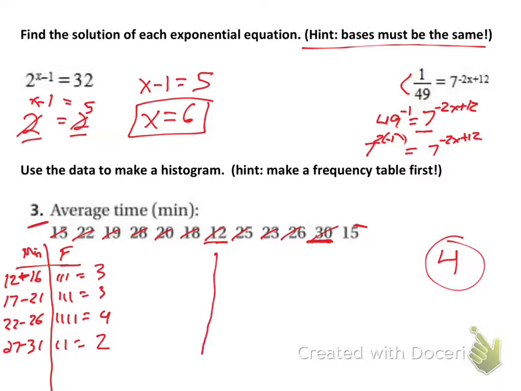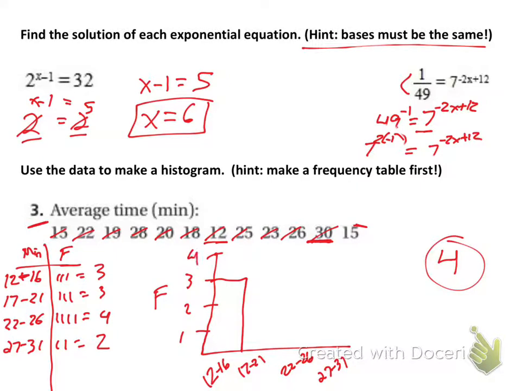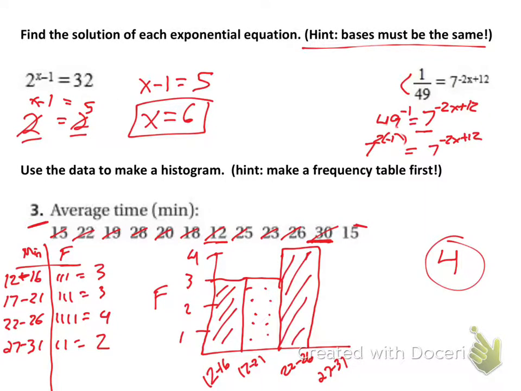Then I make my histogram, which is just a big L. This is going to be my frequency, and on the bottom are going to be my intervals: 12 to 16, 17 to 21, 22 to 26, 27 to 31. My frequency, the highest number is going to be 4, so I'll just do 1, 2, 3, 4. My first interval is going to be up to 3. My second one is also 3. My third one is up to 4. And my fourth one is 2. And that is your histogram and frequency table.